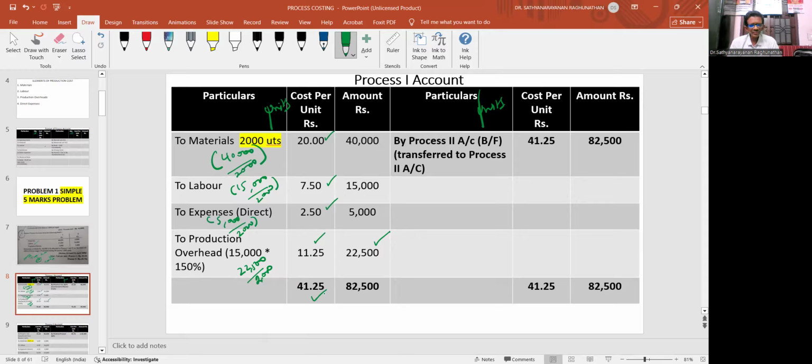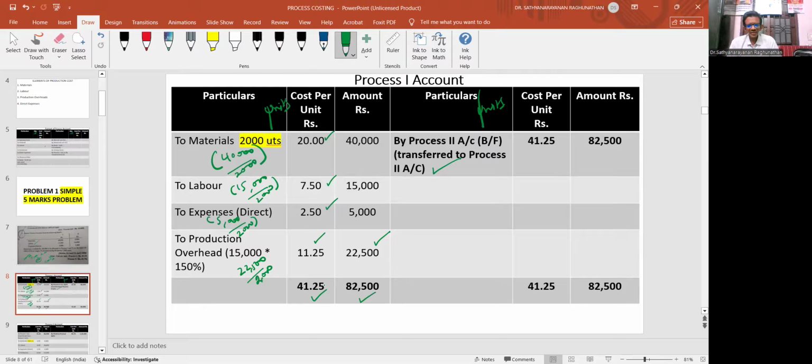You'll be arriving at 41,41 rupees 25 paisa. And then 40,000 plus 15,000 plus 5,000 plus 22,500 will be arriving at 82,500. So you cannot transfer it to the finished goods account. You have to transfer only to the process 2 account. So by process 2 account, this is the balancing figure, B by F, transferred to process 2 account. Like that you have to put it within the bracket.